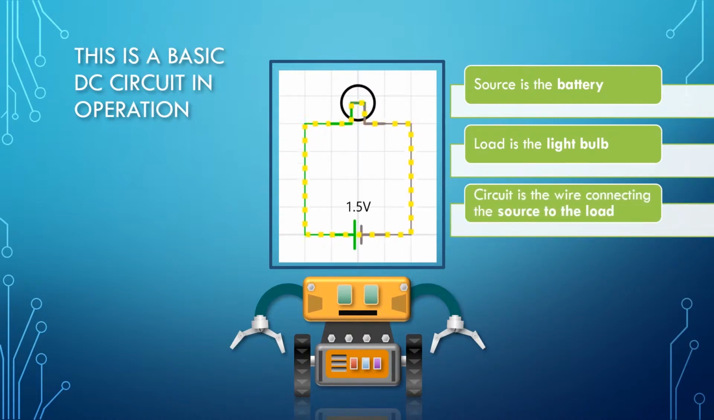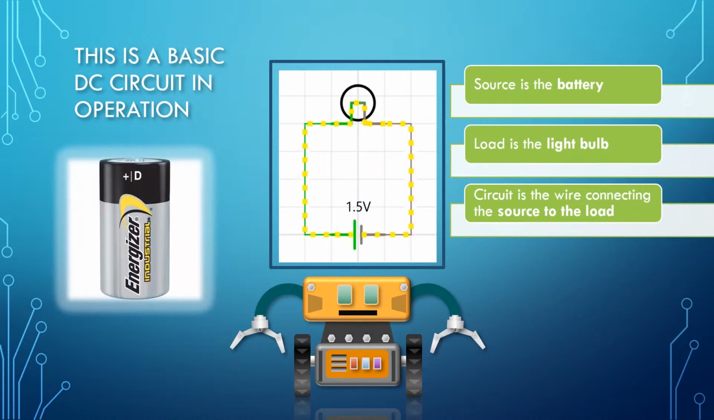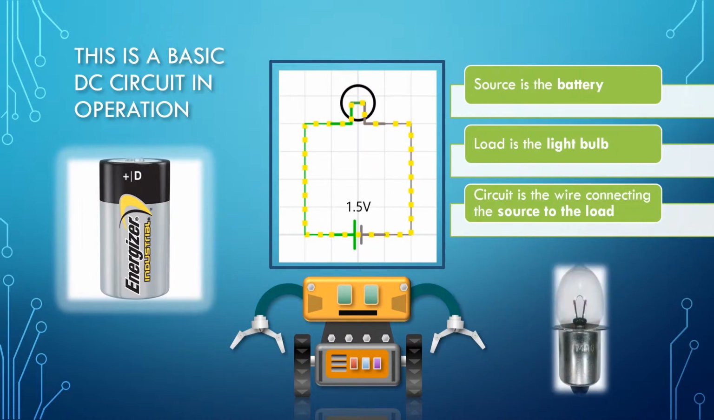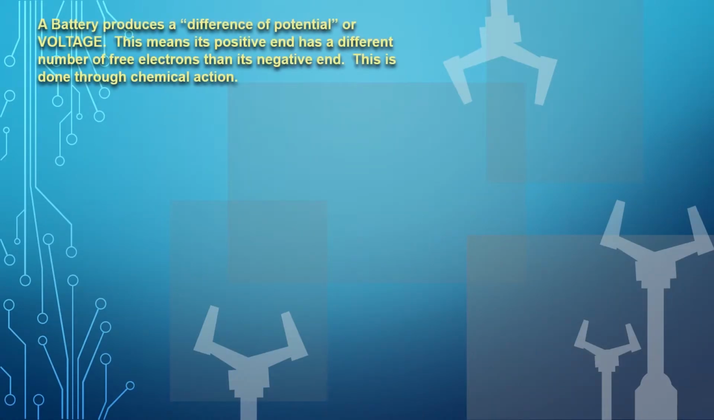To help visualize this circuit, let's look at what a practical source might look like. This is a typical battery. It's a 1.5 volt D-cell battery. The load might be a real light bulb, like this one, used in older flashlights. A battery produces a difference of potential, or voltage. This means its positive end has a different number of free electrons than its negative end. This is done through chemical action.